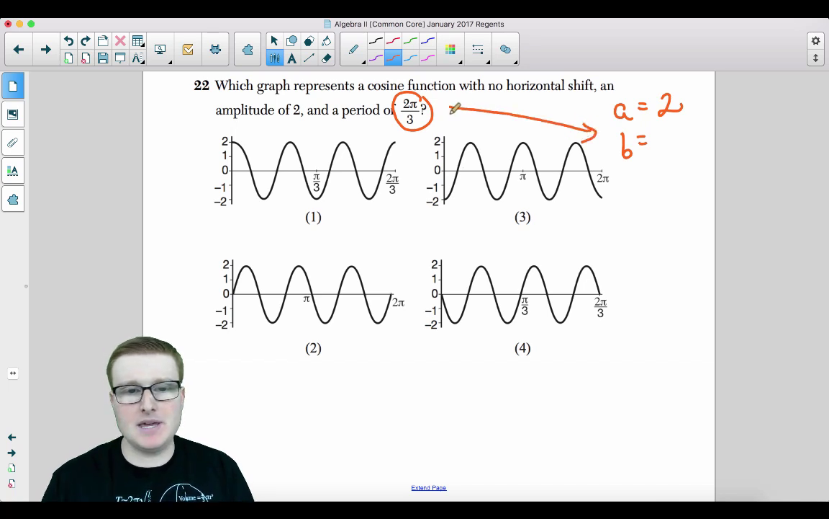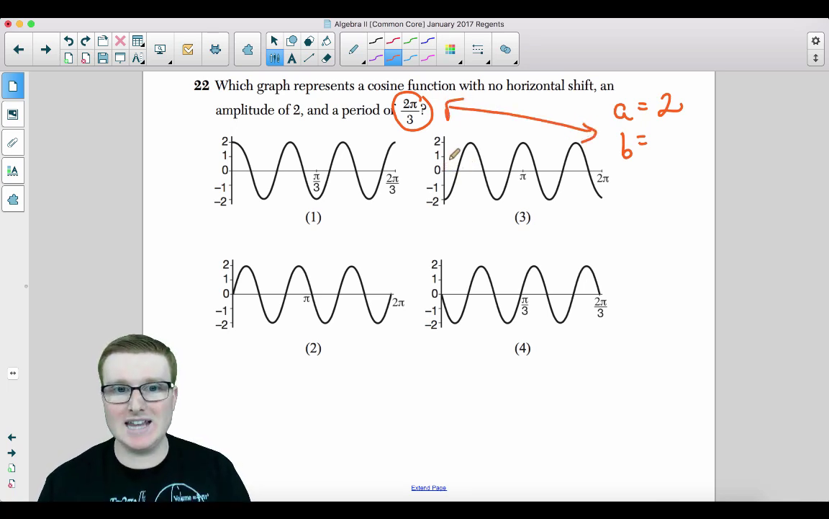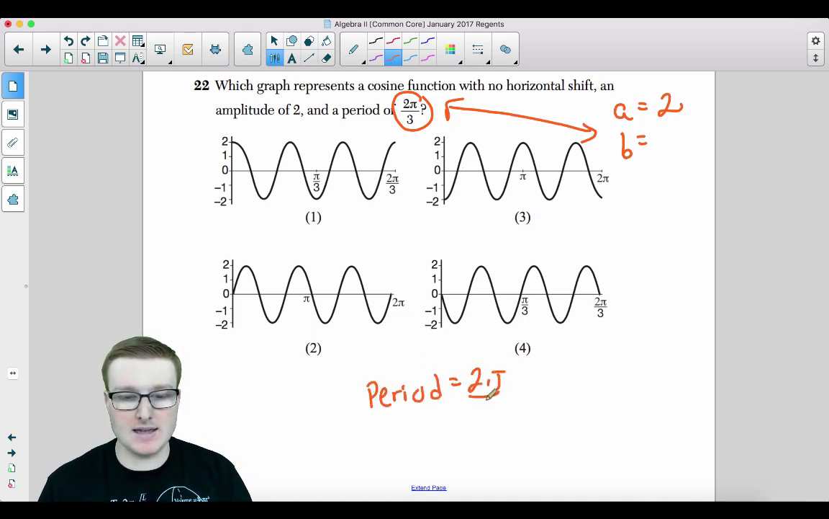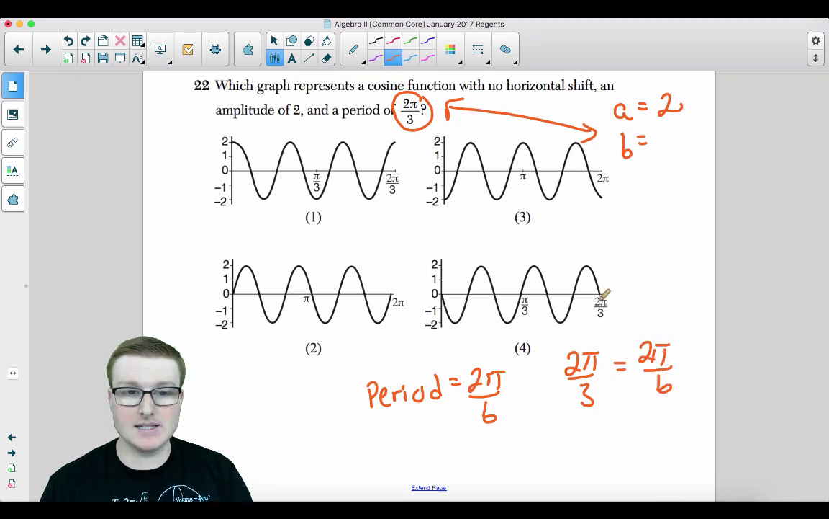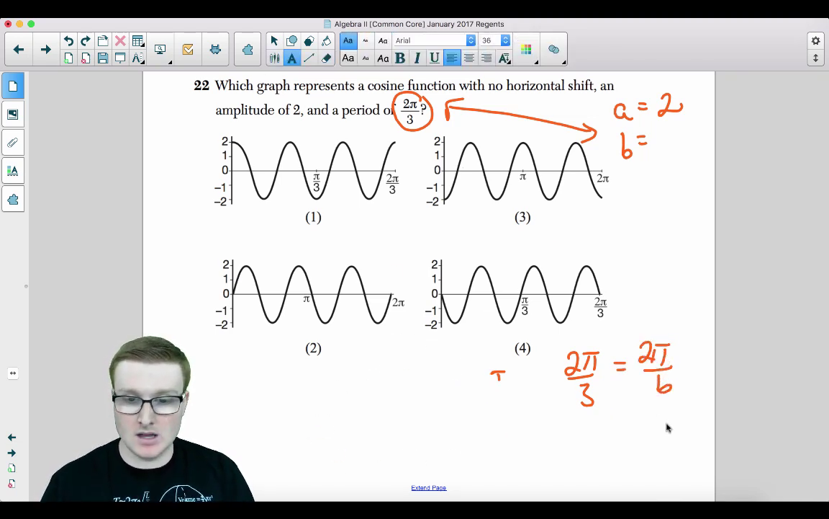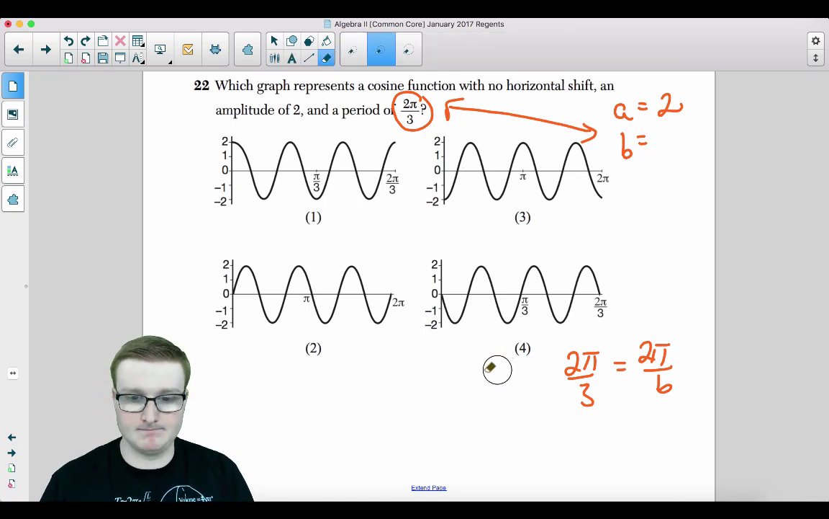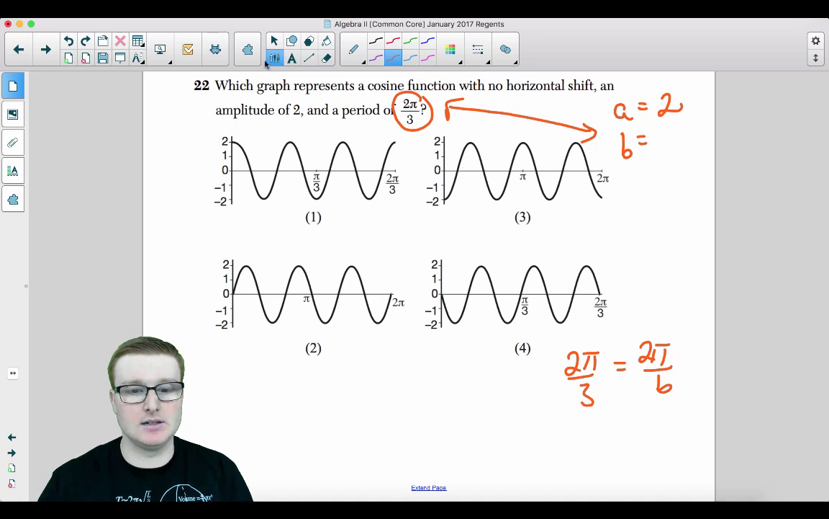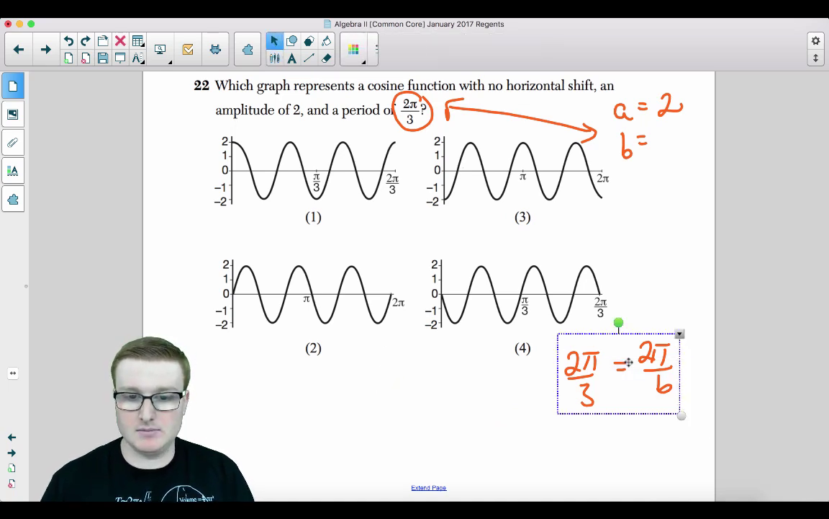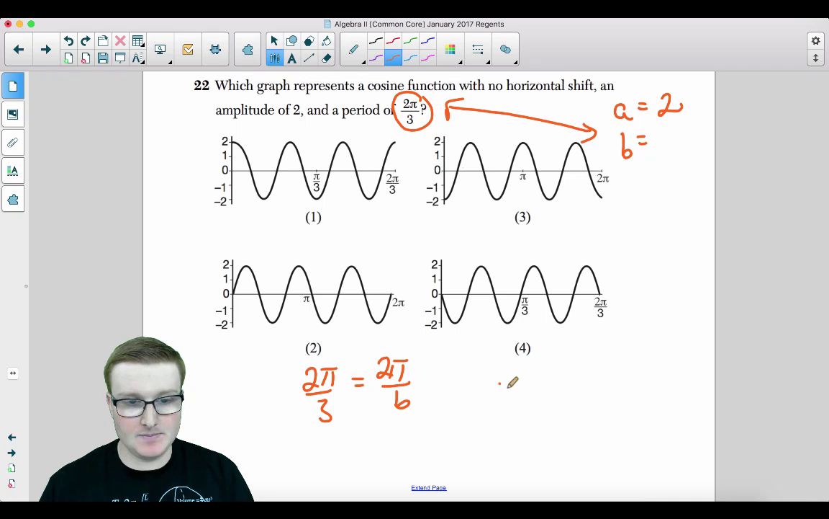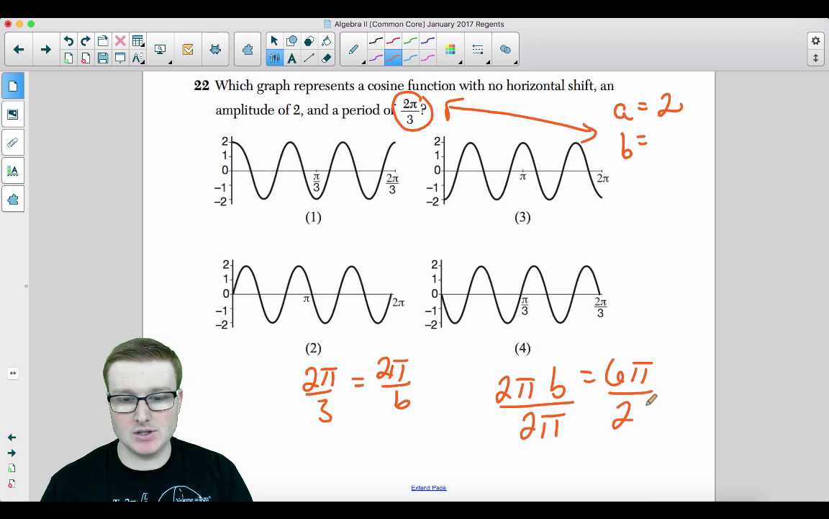Now, here's the thing. The period and the frequency are always related to each other because the formula for the period is 2 pi over b. Okay? So the period 2 pi over 3 is equal to 2 pi over b. Set it equal, solve for b, and you're good to go. So cross multiply. We get 2 pi b equals 6 pi. Divide by 2 pi. The pi's cancel. 2's cancel. We get b equals 3.